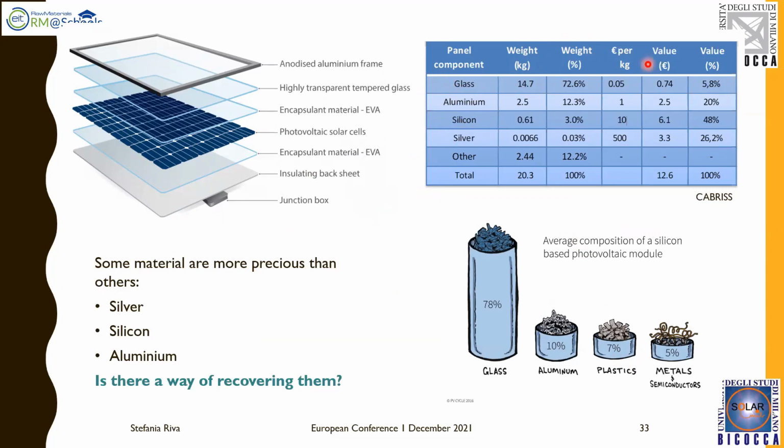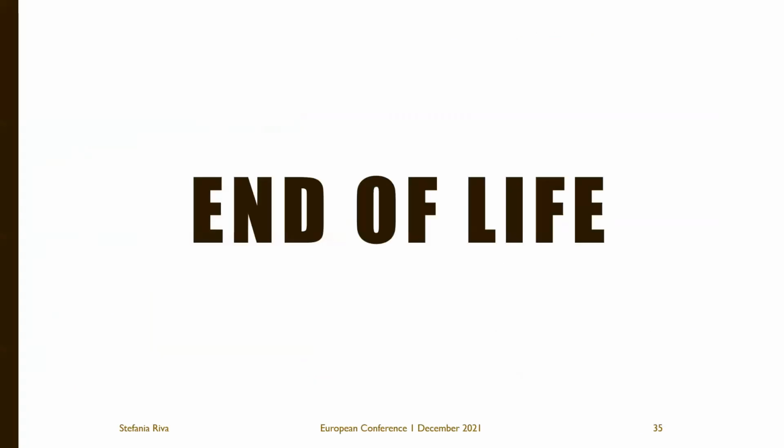But looking better at the value, the price per kilogram, you can see that silver is the most precious material. Multiplying the weight by the price per kilo, we can obtain the value in percentage. And so we can say that some materials are more precious than others: silver, silicon, aluminum. And the question that we are going to answer later is whether there is a way of recovering these photovoltaic modules.